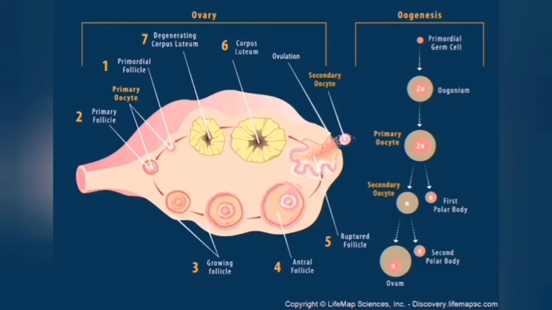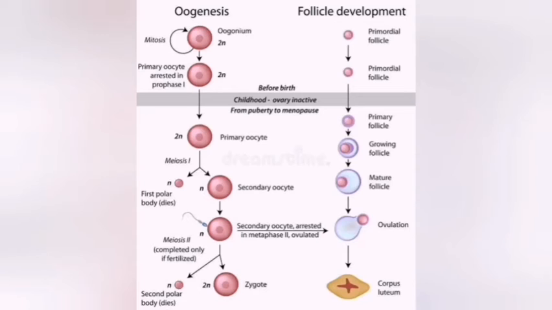Oogenesis, on the other hand, begins even before an individual is born. The whole process is not continuous, but rather intermittent, or has intervals at certain points of a female's lifespan. It occurs in the ovary. After birth, a primary oocyte is already formed in the female baby, but it is arrested in prophase I of meiosis I. Only after the first menstruation is the meiosis completed.